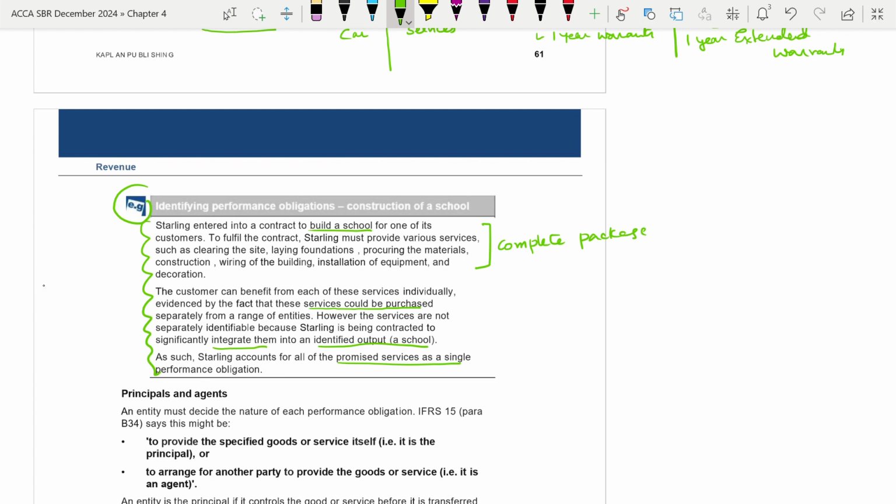Integrate them into one output. We are saying that we build the school. Building a school is not only one activity, is it right? They say they will come with a concept, 360 degrees solutions. That is, complete solutions. We are providing a solution from A to Z, from beginning to end.